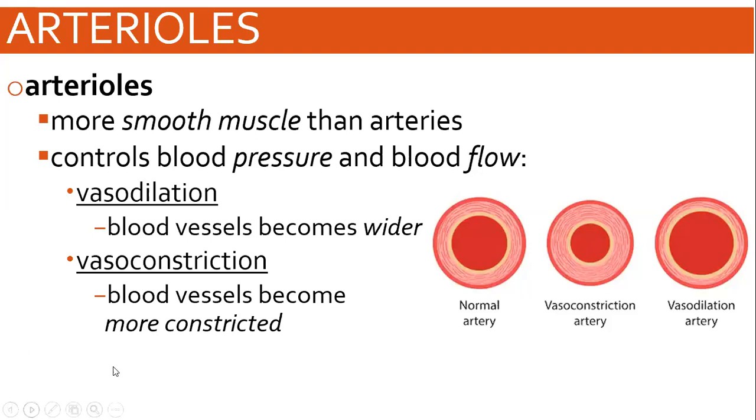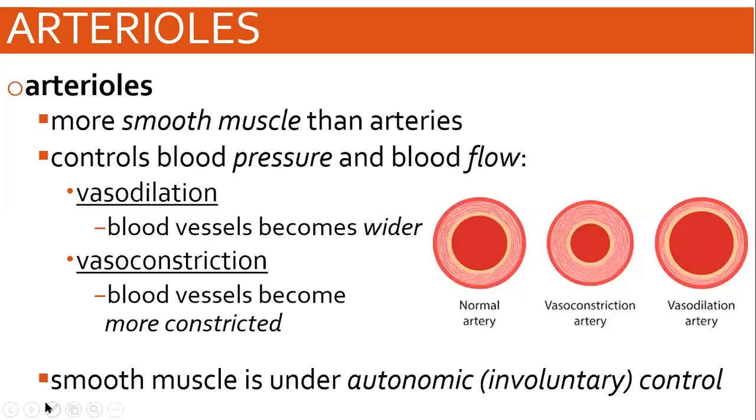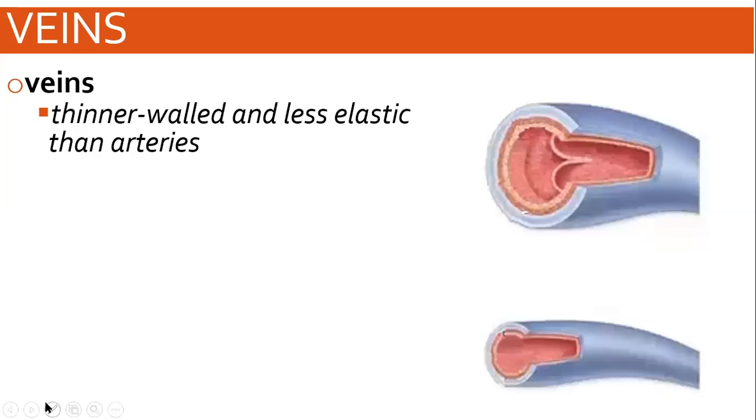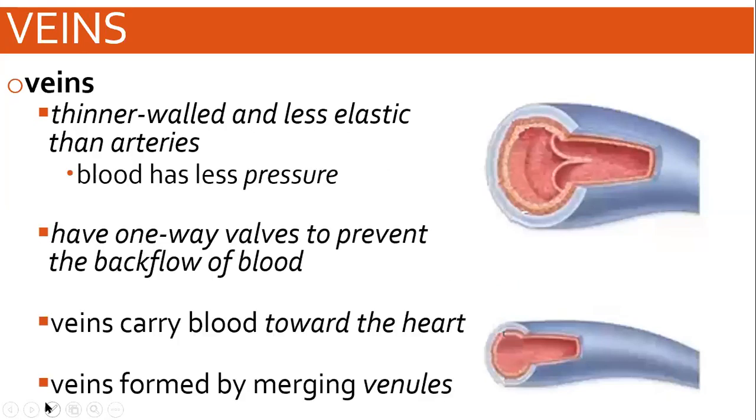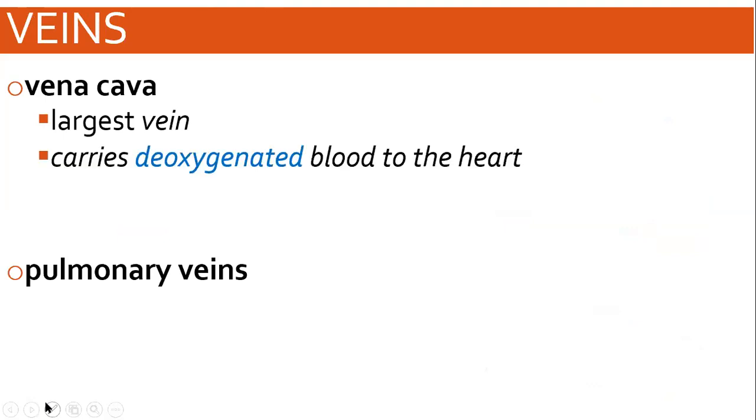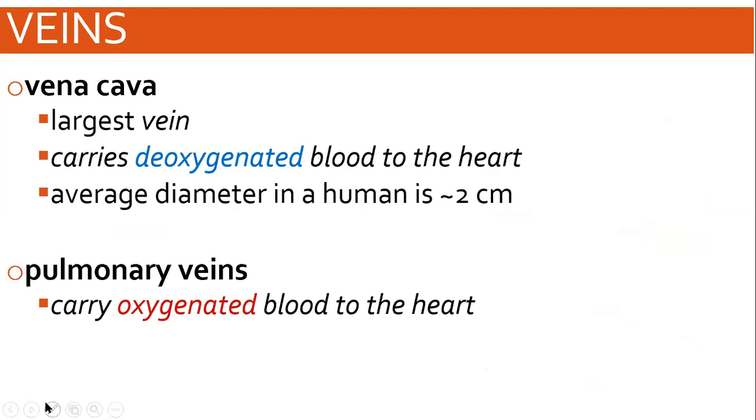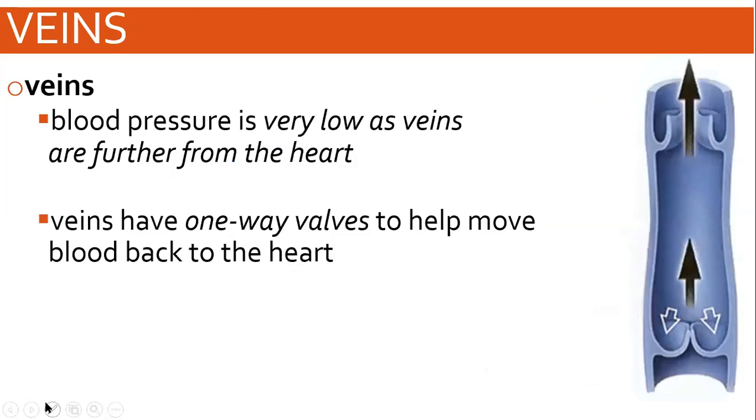All right, so just continuing as a quick review of what we did. So we don't have control over how our blood vessels constrict or dilate. Veins, okay, thinner. Veins merge together to form venules. Vena cava is the largest vein, carries deoxygenated blood to the heart, and the pulmonary arteries carry oxygenated blood to the heart. Okay, so those are important things you need to know.